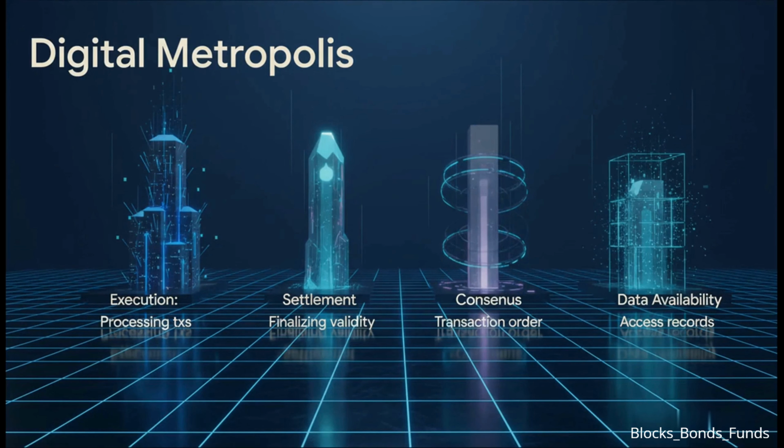So beneath the surface, a blockchain really isn't a single calculator at all. It's much more like a hidden digital metropolis built on 4 distinct pillars. First up is execution, which is all about processing transactions. Second is settlement, which finalizes validity and resolves disputes. Third, we have consensus, which gets the whole network to agree on the order of events. And finally, data availability, which literally guarantees everyone has access to the transaction records. Every single blockchain out there has to perform these 4 core functions.